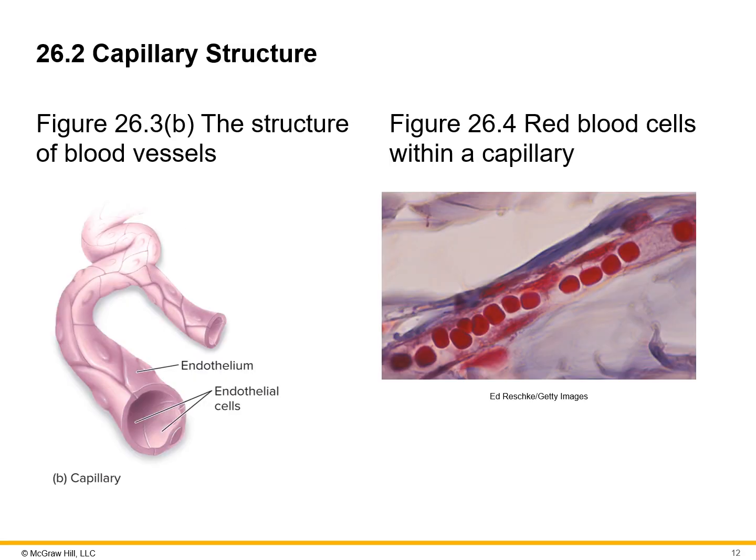So our capillary structure, again, is pretty simple. We just have endothelial cells here where we have that gas exchange. So those squamous cells allow for exchange of nutrients and gases.